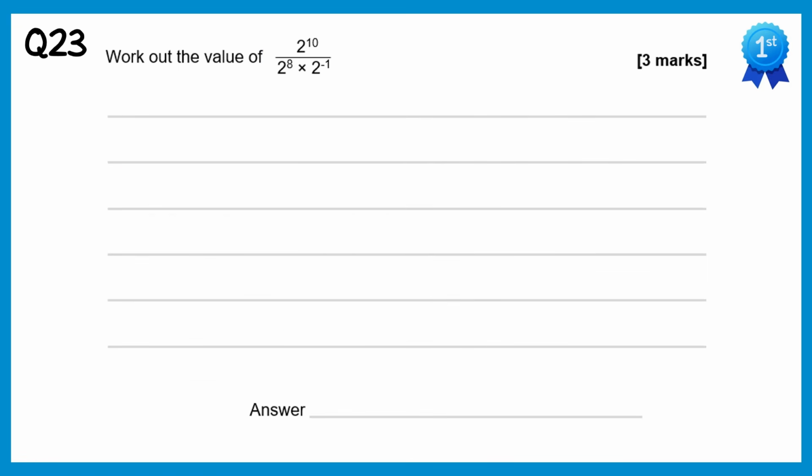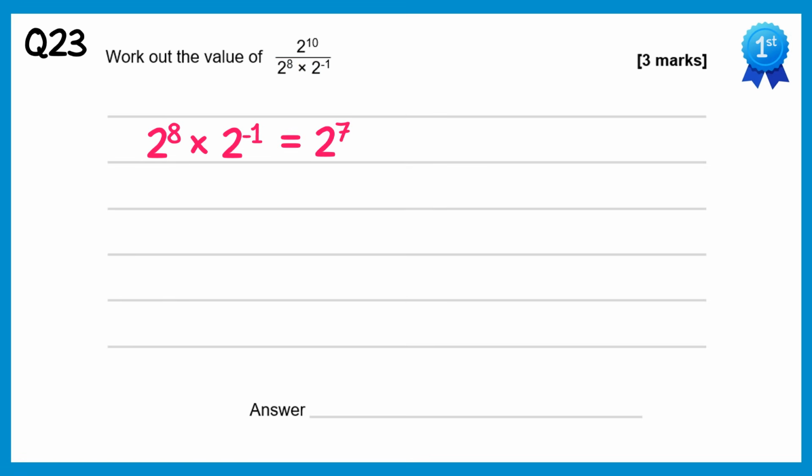This question is testing index laws. Let's look at the bottom of the fraction first. We've got 2 to the 8 times 2 to the negative 1. When you multiply like this, you add the indices, so we need to do 8, add negative 1. That's just the same as 8 take away 1, so that's 7. So this equals 2 to the power 7.